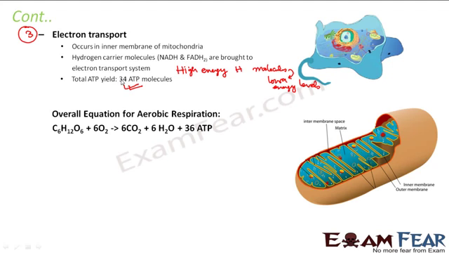Now you can understand how much more energy is produced in this step. In the first 2 steps, only 2 ATP molecules were getting produced, but in this step, 34 ATP molecules are getting produced. So a huge amount of energy will get produced during this electron transport.